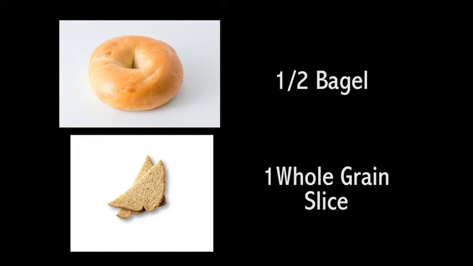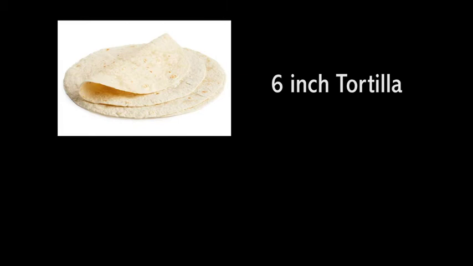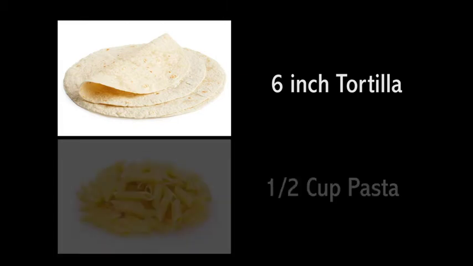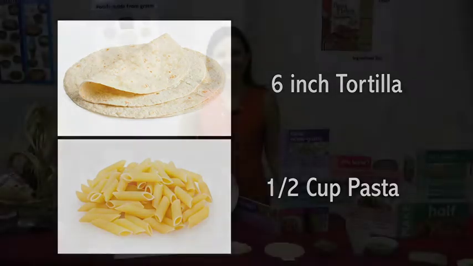Examples of 1 ounce equivalent are half of a small bagel, 1 slice, in this case whole grain bread, half a cup of cereal, ideally making that cereal whole grain as well. We have a 1.5 ounce muffin, that would be an equivalent, a 6-inch tortilla, or a half cup of pasta. Now this could also be whole grain pasta.